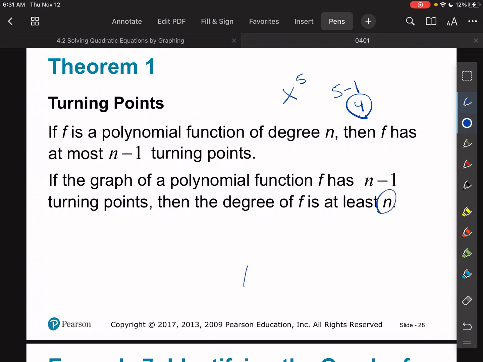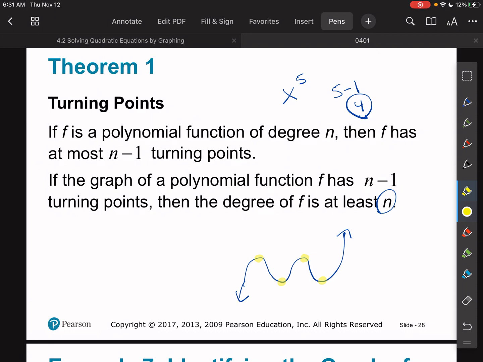So if I see on my graph something like this, I have a turning point here, I have one here, I have one here, I have one here. It's wherever it changes direction. So this guy has at least 4 degrees.